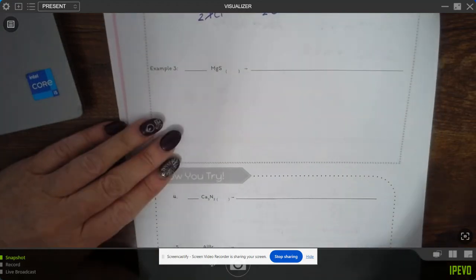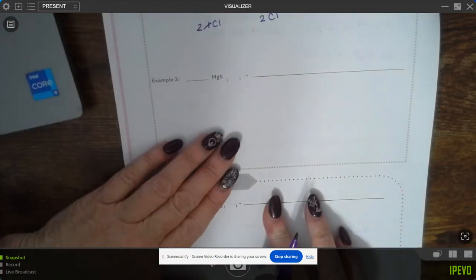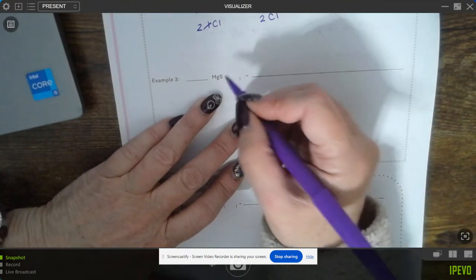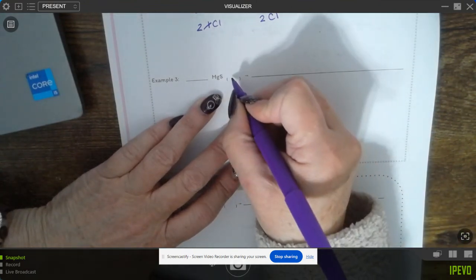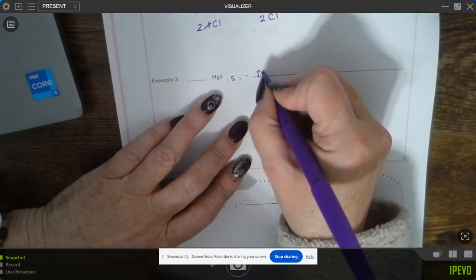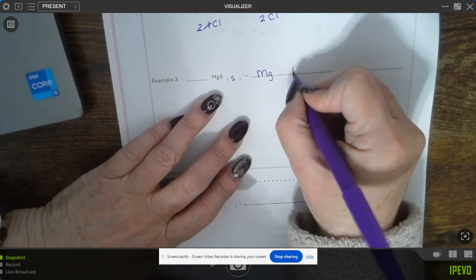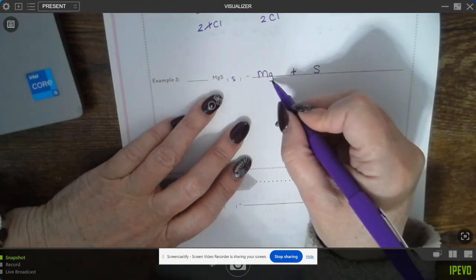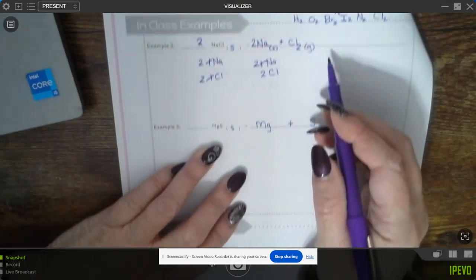All right. Let's look at example 3. I have magnesium sulfide. It's an ionic compound. We've got a metal and a nonmetal, so that's a solid. It's going to break down into magnesium plus sulfur.